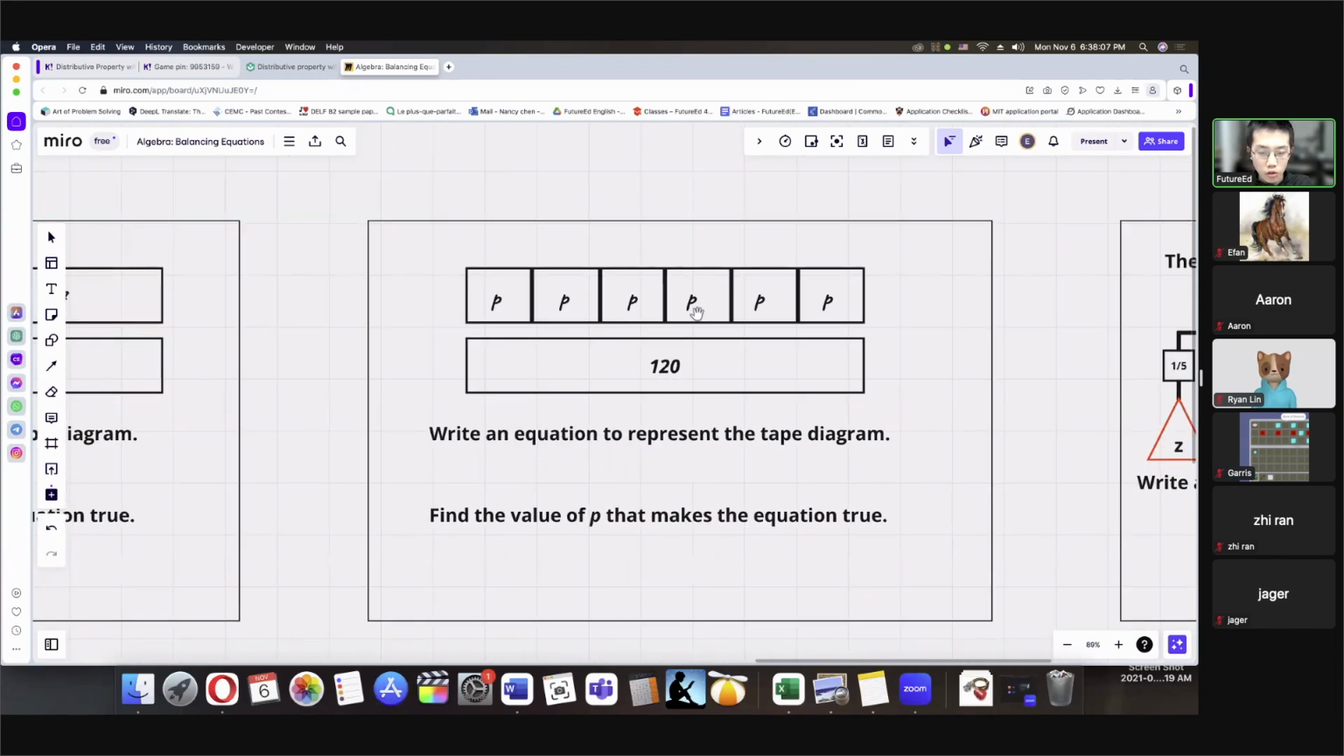Okay, let's try this second tape diagram. Now as you'll see, there's no numbers on the top. So if we call this tape ribbon A again, and tape ribbon B on the bottom, how can we write an equation for this one? Aaron, would you like to give this one a try?